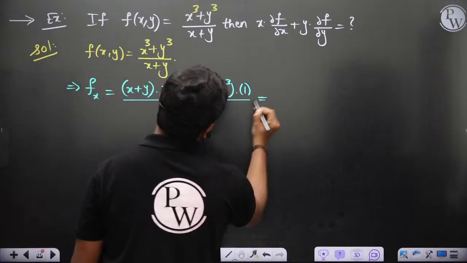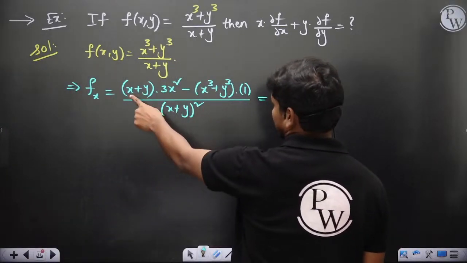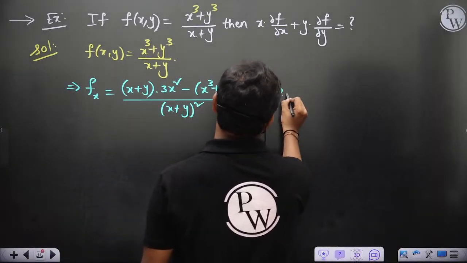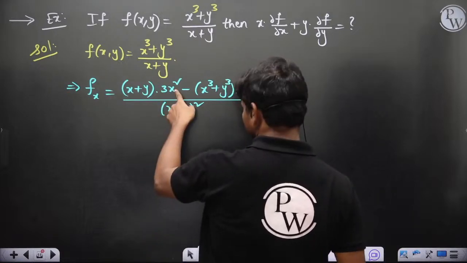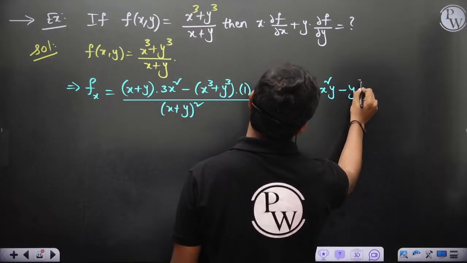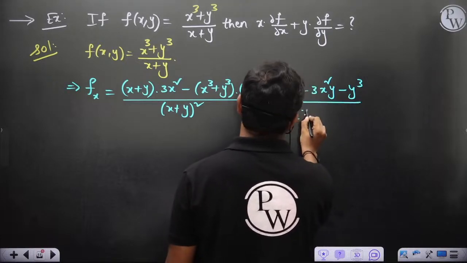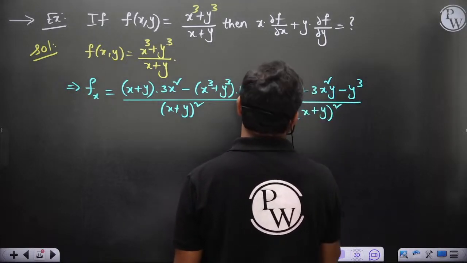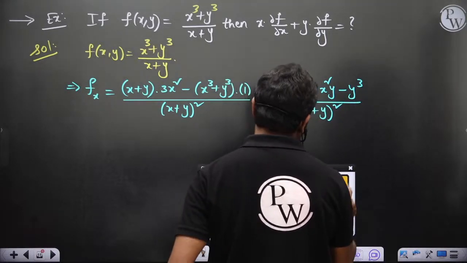If you simplify this, 3x square into x is 3x cube, minus x cube. So you have 2x cube plus 3x square y minus y cube, divided by (x plus y) whole square actually here. Okay, so this is divided by (x plus y) whole square.